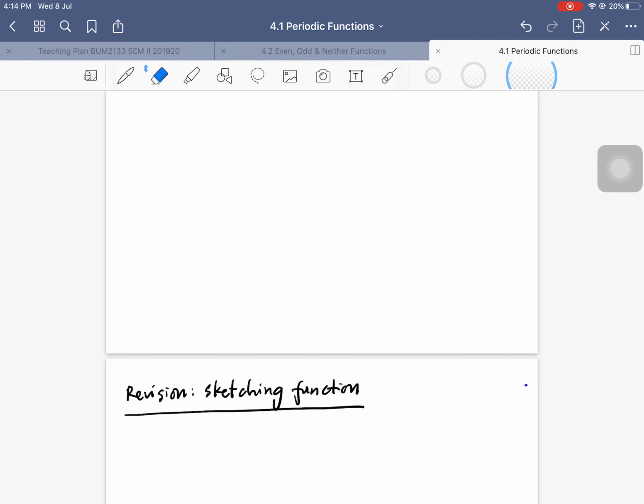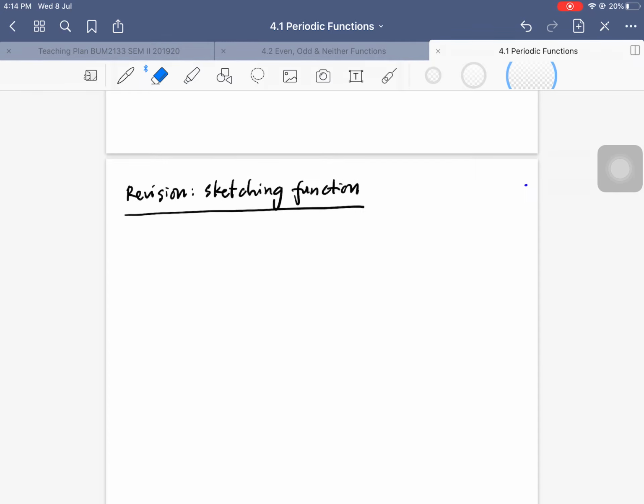So instead of explaining about the periodic function right away, I'm going to do a little bit of revision with you on how we sketch a function. I know that this might be trivial for some of you, but believe me, every single semester I have found many students struggling with the idea of sketching graphs. So if you think that you're already good enough, no need to proceed with this video, you can simply proceed to the next part. But if you need to revise on this, listen very carefully. I'm going to start with a very simple graph.